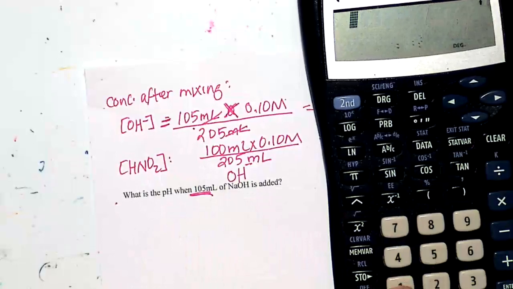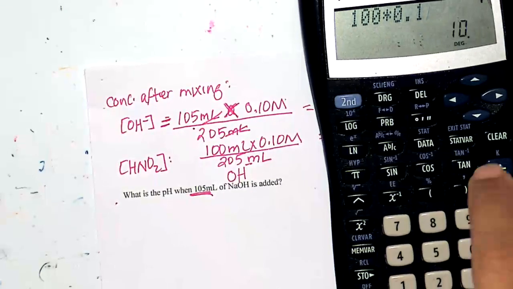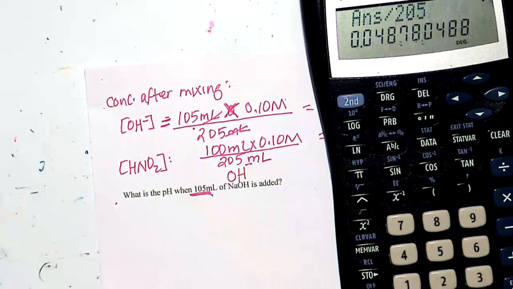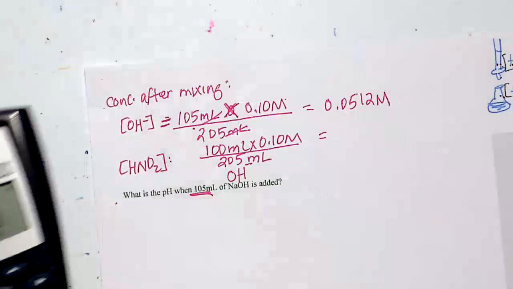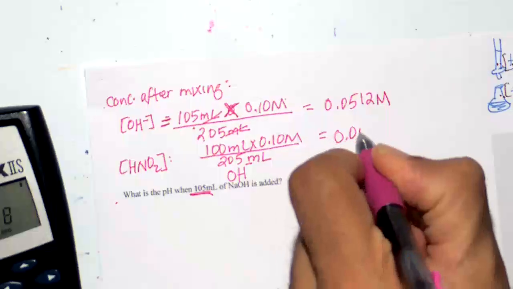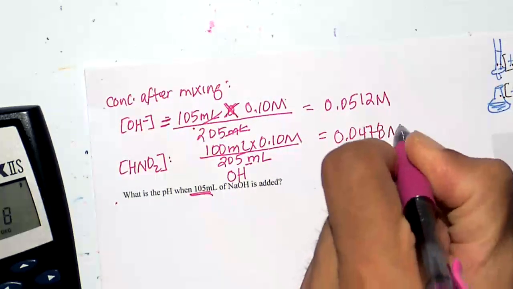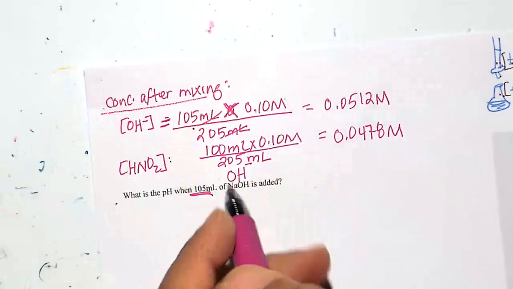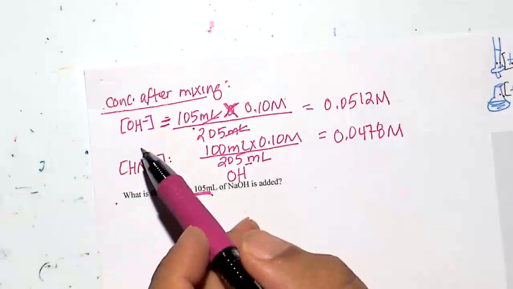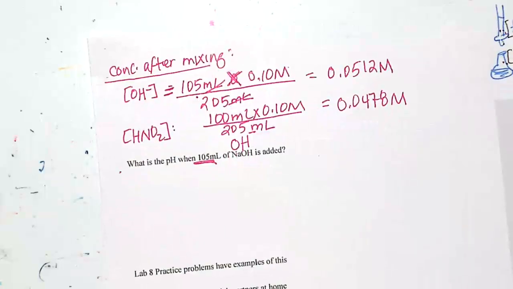All right, 100 mL times 0.1, I know that's 10. That's 10 divided by 205, 0.0478 molar. Is that what you guys are getting? Okay, so this is the concentration after you mix 105 mLs with 100 mLs of HNO2.